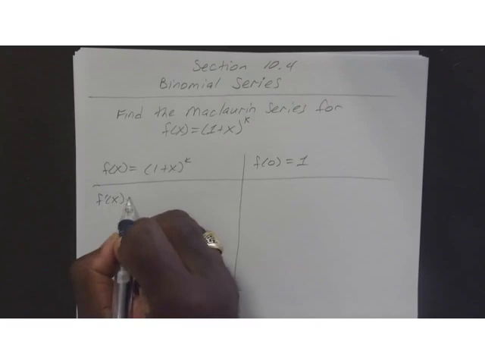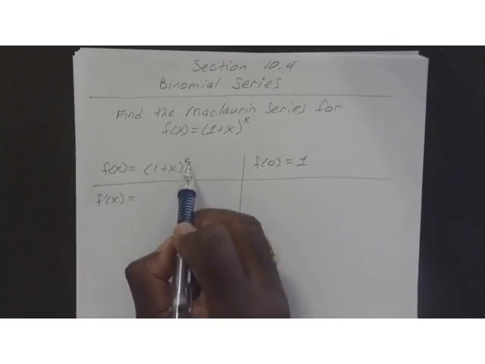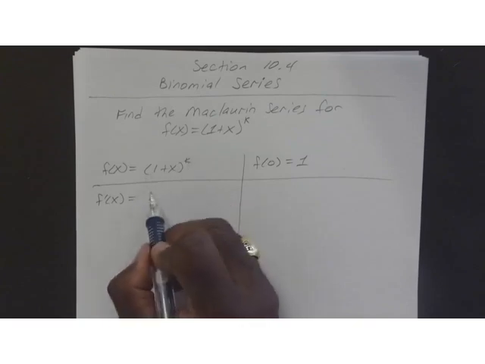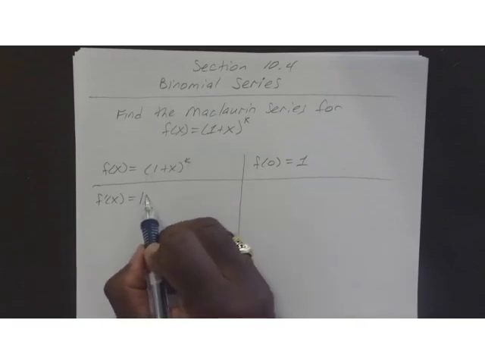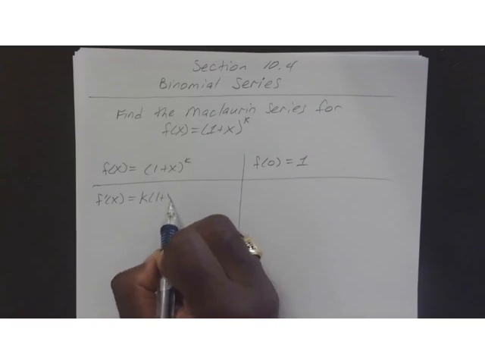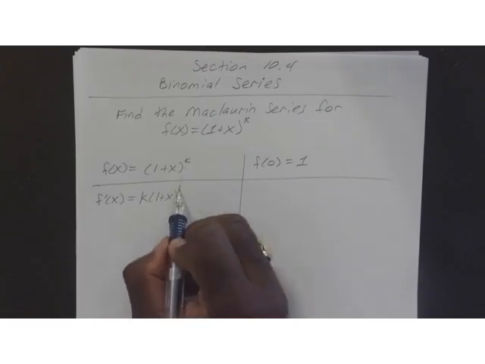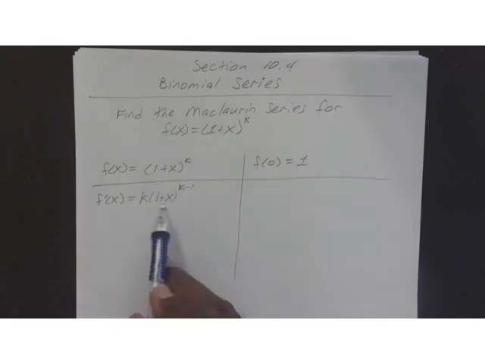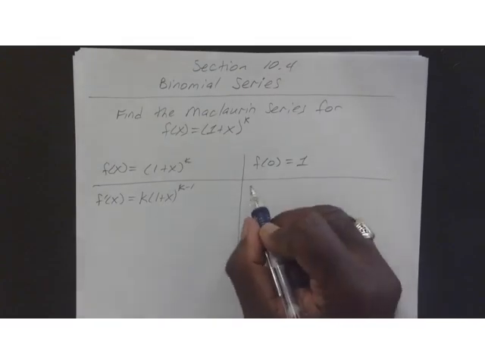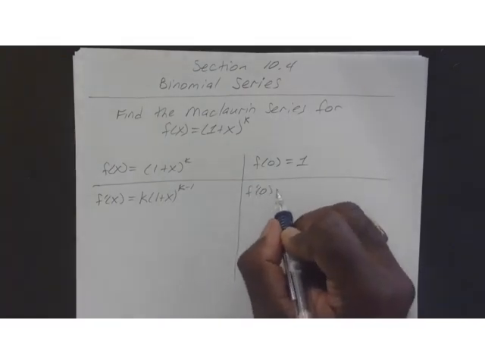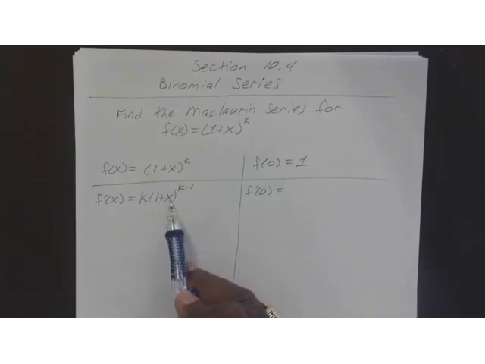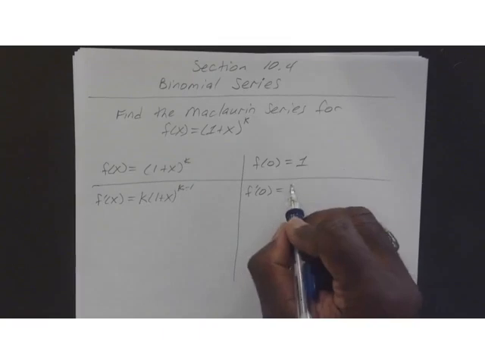So f prime of x, we use the chain rule. We bring down the k times 1 plus x to the power of k minus 1, times the derivative of what's inside, which is just 1, so we can leave it there. So we know f prime of 0 is equal to k times 1 plus 0 to the power of k minus 1, which is just k.